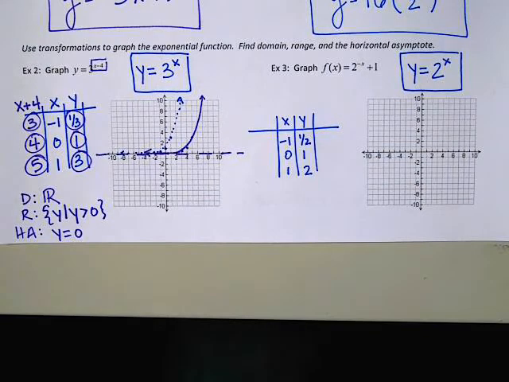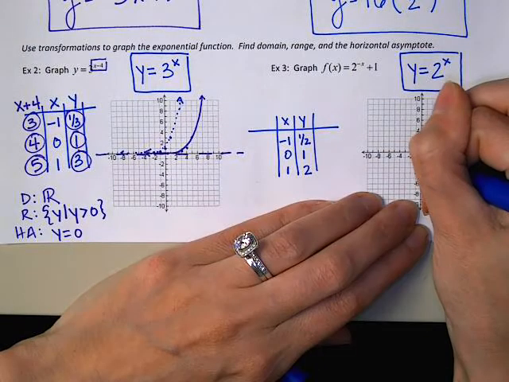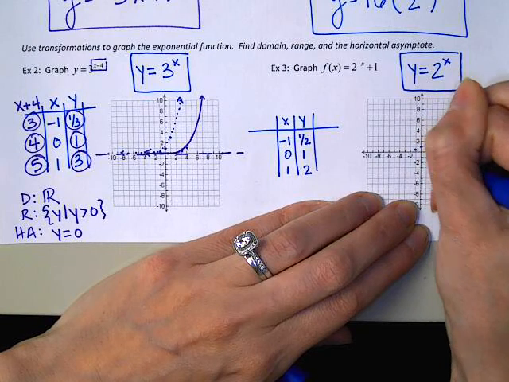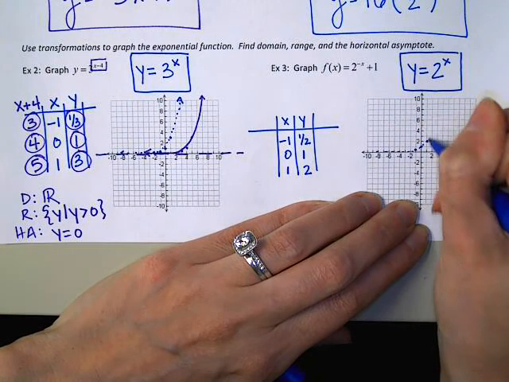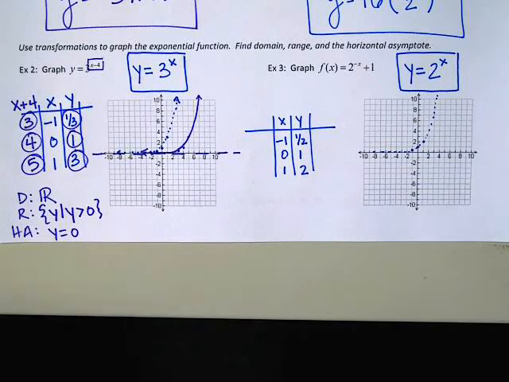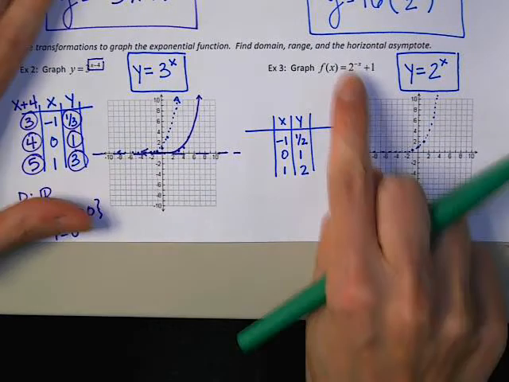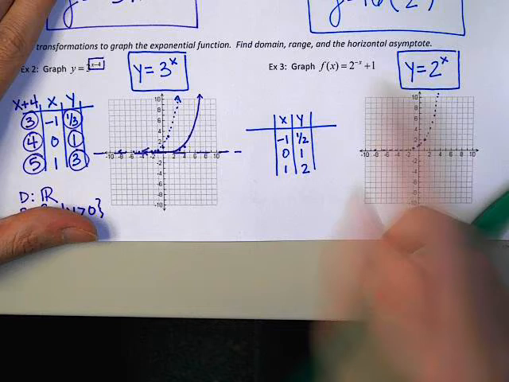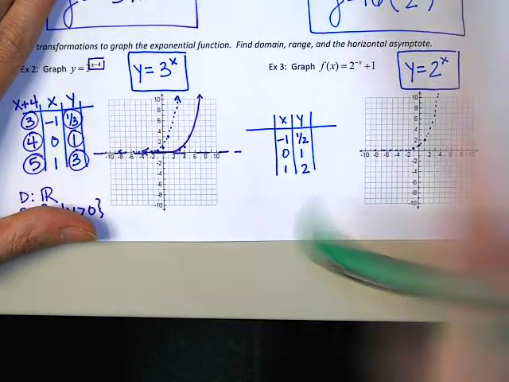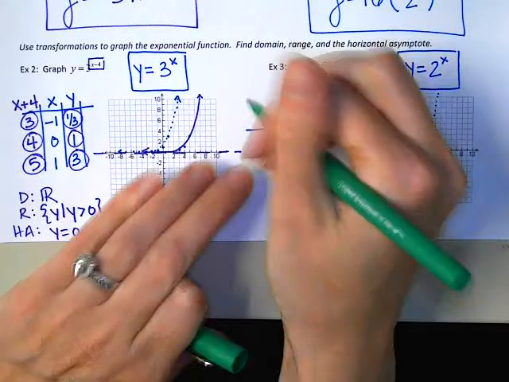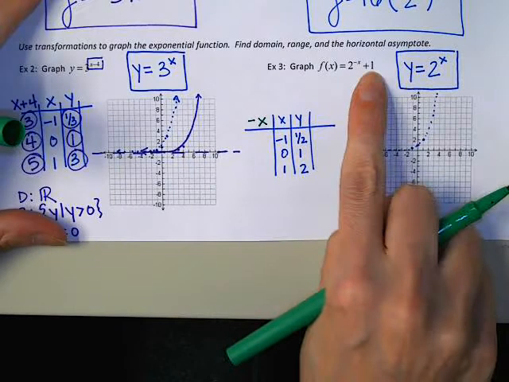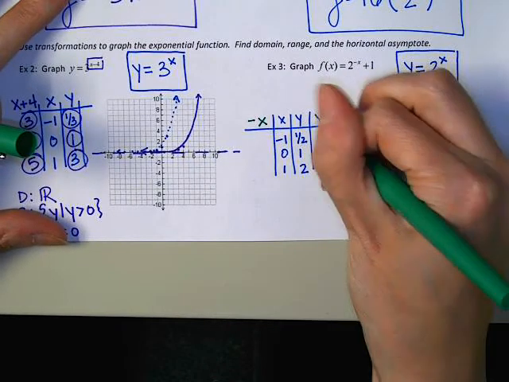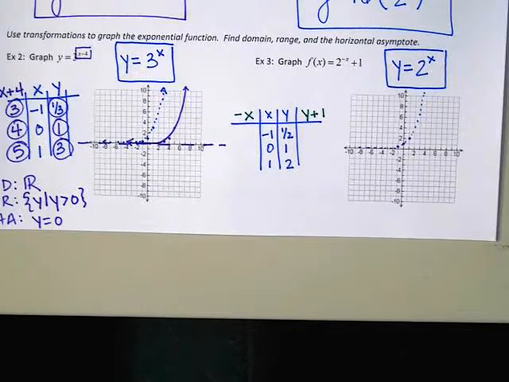And if you want to graph that one, we can. -1, 1/2, 0, 1, 1, 2. So again, here is our original without any shifts. But now let's look at the shifts. A negative x means we reflect it over the y-axis, left to right. So our x's are going to become negative. And then a +1 on the outside means we're shifting it up 1, so y plus 1.